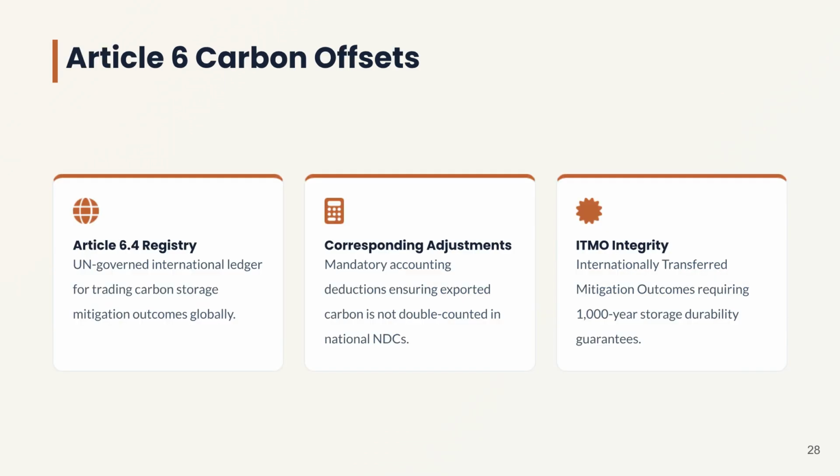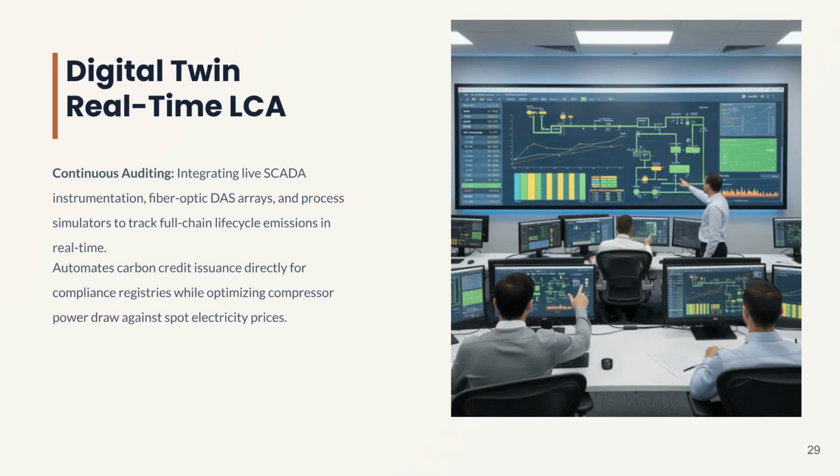Article 6 carbon offsets are governed by UN registries. This includes corresponding adjustments to prevent double counting and ensuring that internationally transferred mitigation outcomes meet strict durability standards. Digital twin technology enables real-time life cycle assessment. By integrating live sensors and simulators, we can automate carbon credit issuance and optimize facility performance against energy prices.